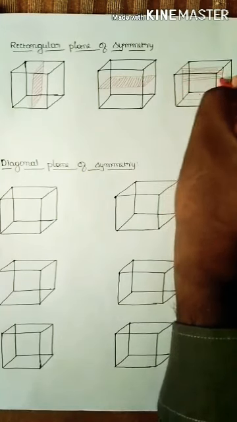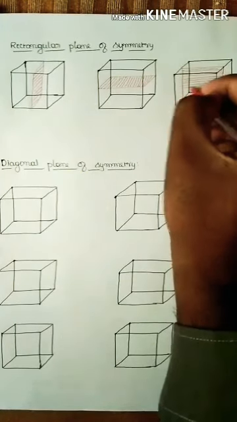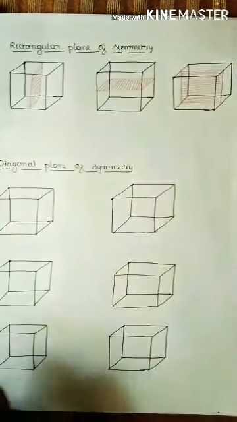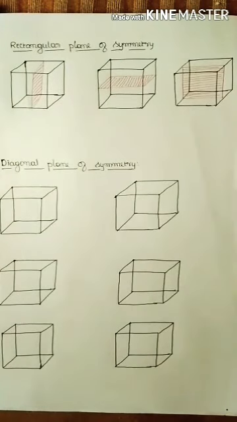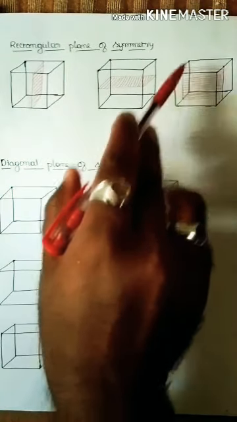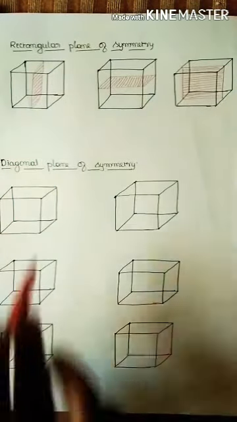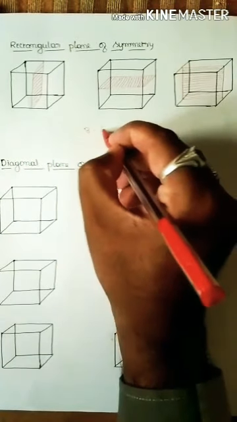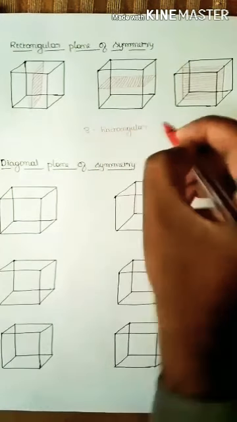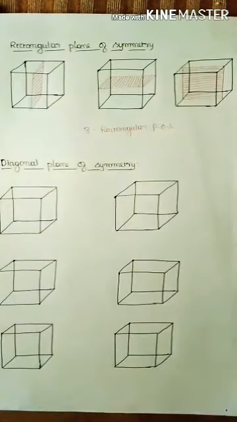So in a cubic crystal, there are a total of 3 rectangular planes of symmetry. Each plane cuts the crystal into 2 equal halves. One part is exactly the mirror image of the other, one front and one back. So there are 3 rectangular planes of symmetry. And in the case of a cubic crystal, there are a total of 6 diagonal planes of symmetry.